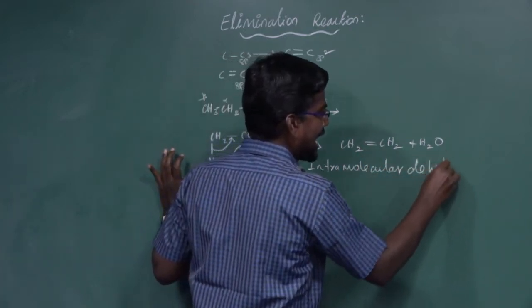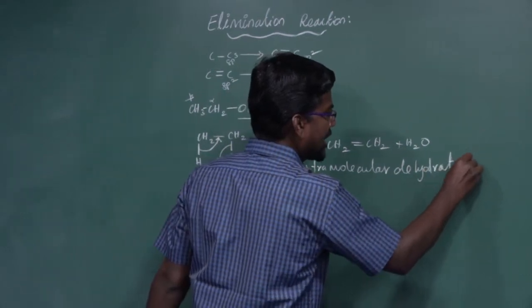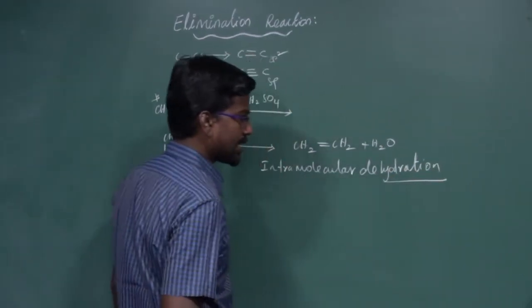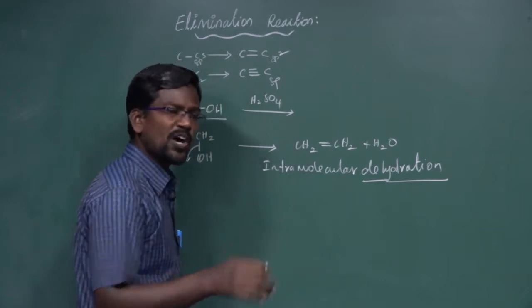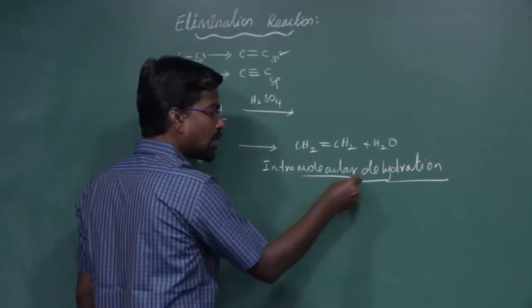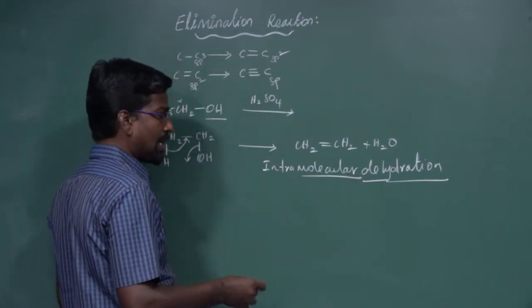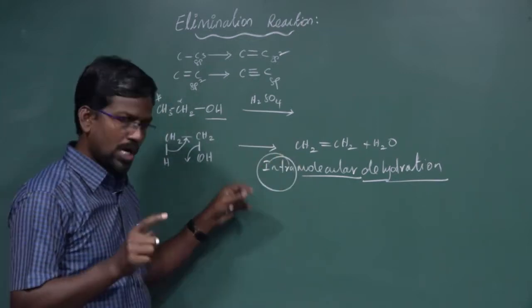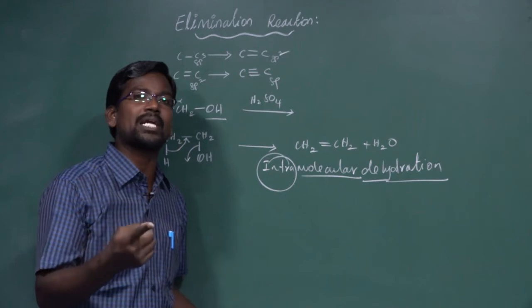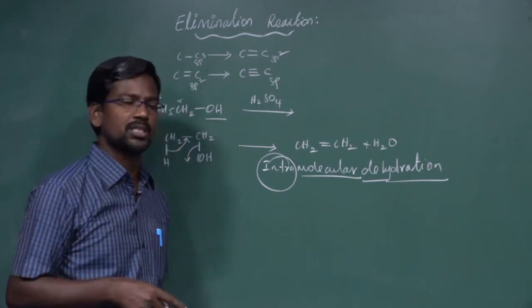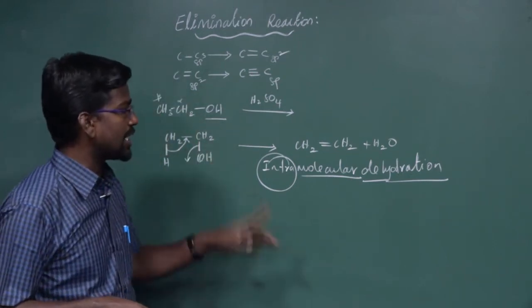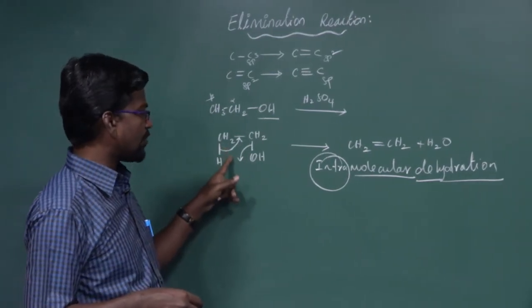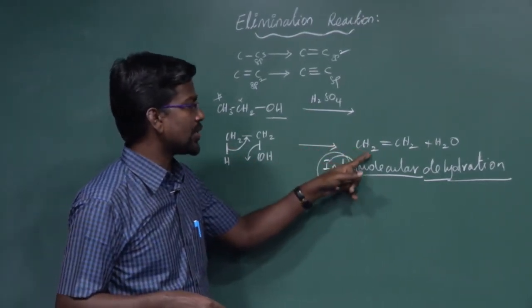Intramolecular dehydration. Hydration means water. Dehydration means removal of water. Intra means within one molecule, so the elimination of a water molecule from within one molecule is known as intramolecular dehydration. By this process, one molecule of ethyl alcohol can be converted into ethene.